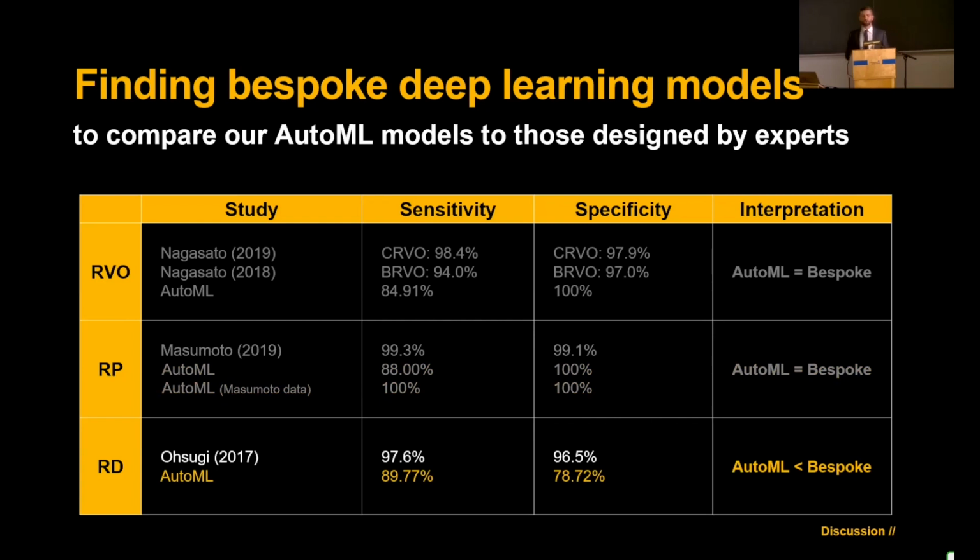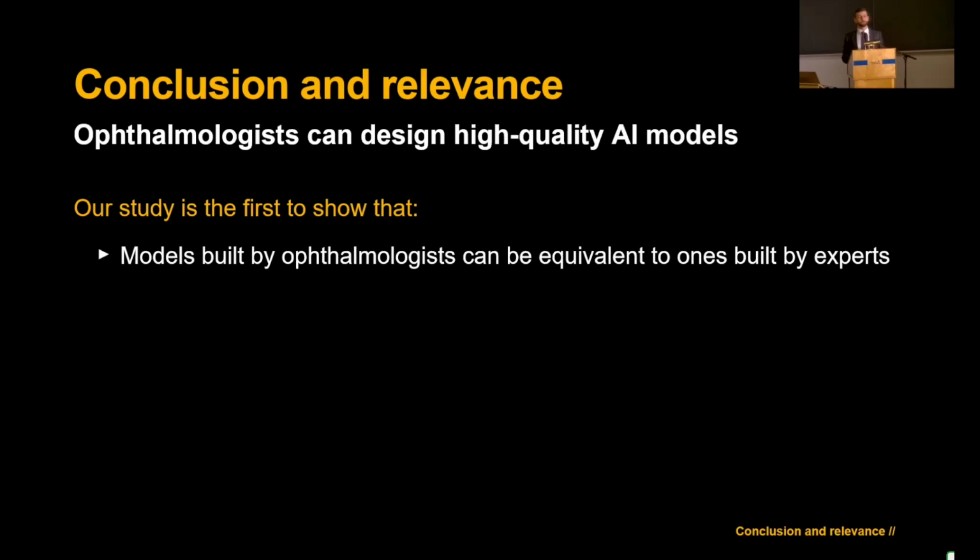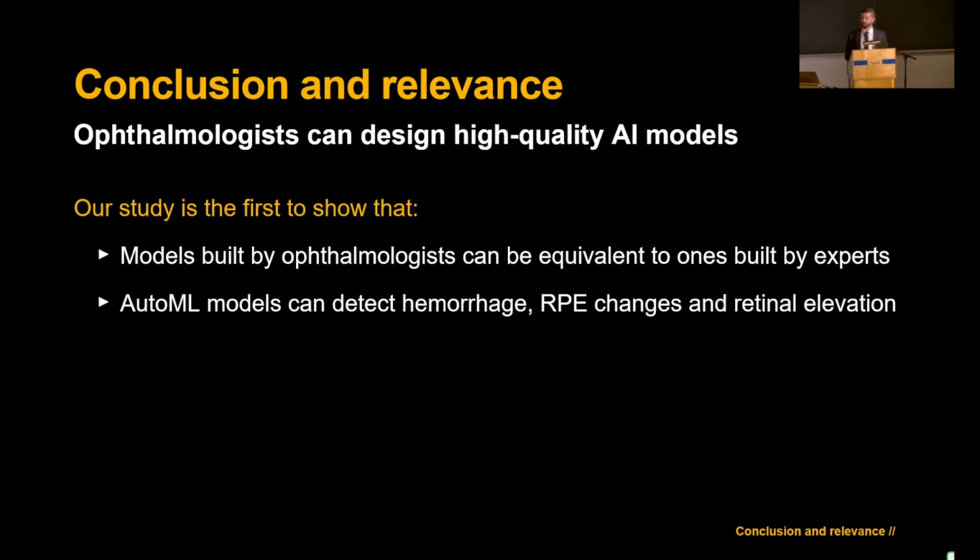And although our AutoML model for RD did well, it did not perform as well as the one designed by an AI expert. Nonetheless, we conclude that ophthalmologists without coding experience can design high-quality AI models. Our study is the first to show that models built by ophthalmologists can be equivalent to ones built by experts when looking at ultra-widefield photos. We also show that AutoML tools can detect hemorrhage, RPE changes and retinal elevation confidently.